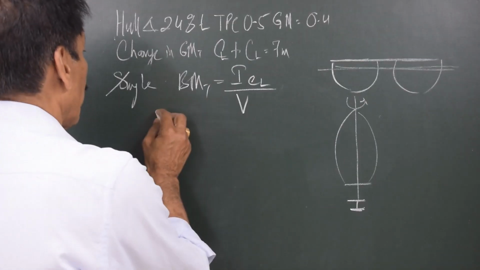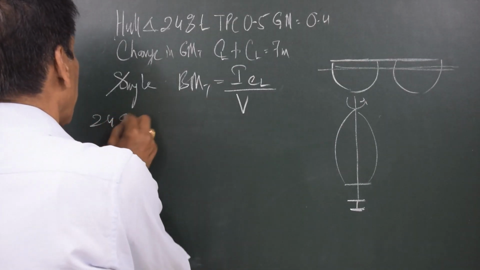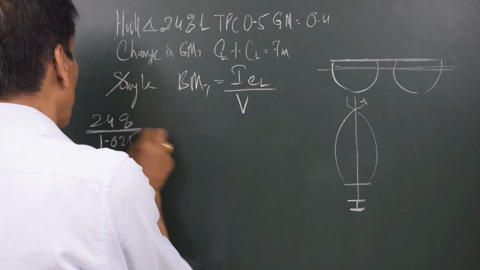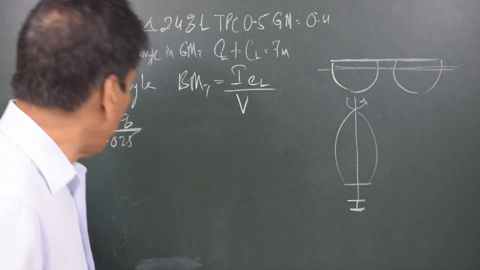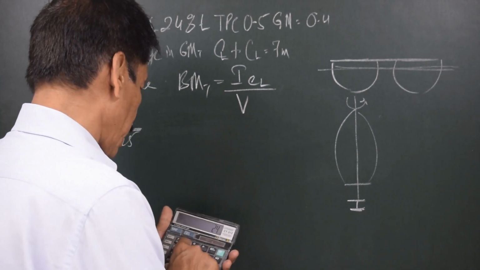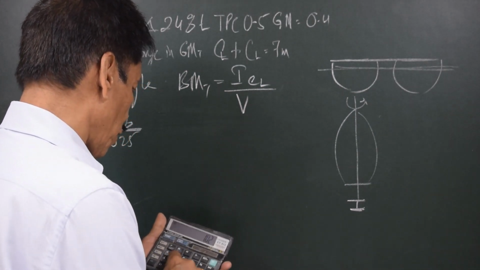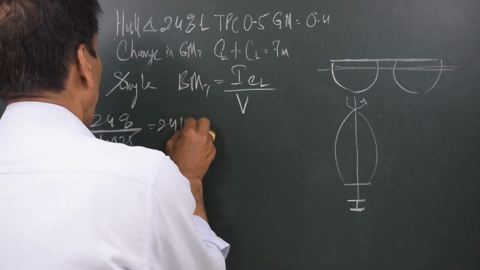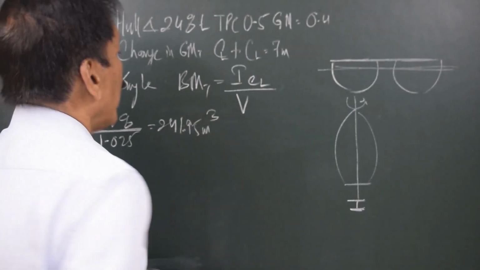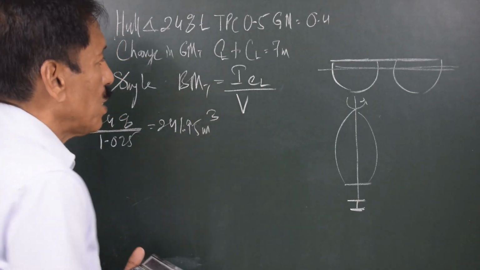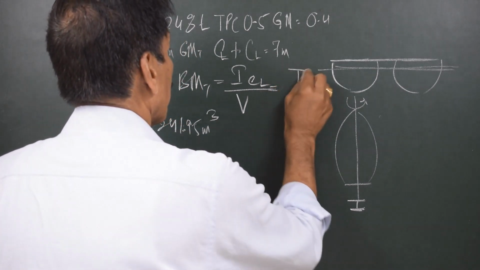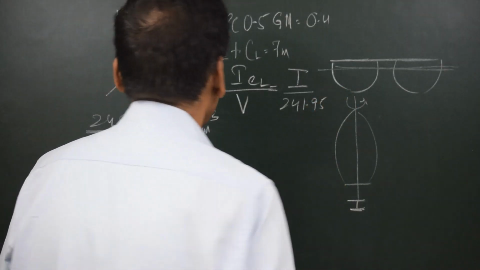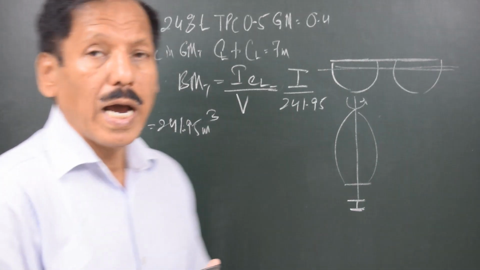What was the underwater volume? The displacement is 248 tons. And let's say she is floating in salt water, divided by 1.025. So 248 divided by 1.025 gives me 241.95. 241.95 meter cube is the underwater volume. So can I say that the BM transverse initially was I divided by 241.95. Now here TPC is given as 0.5.